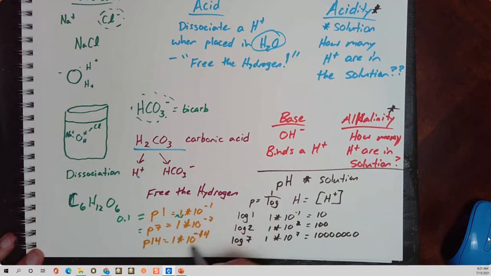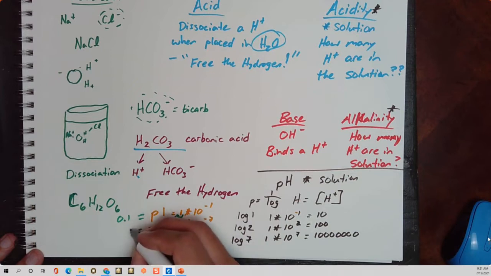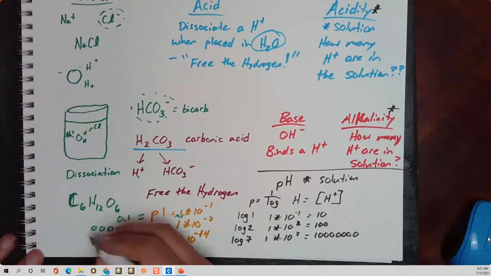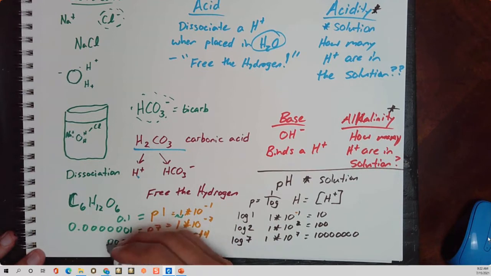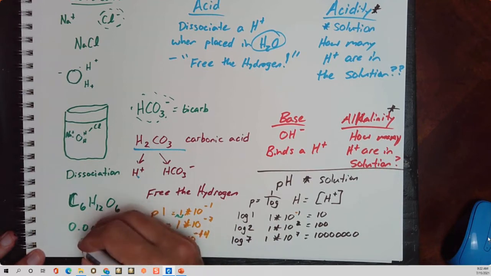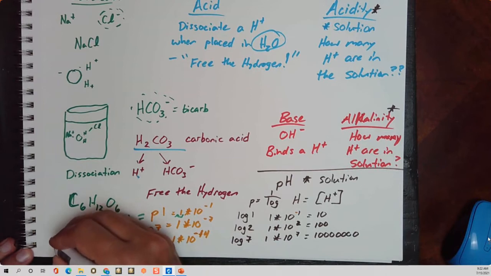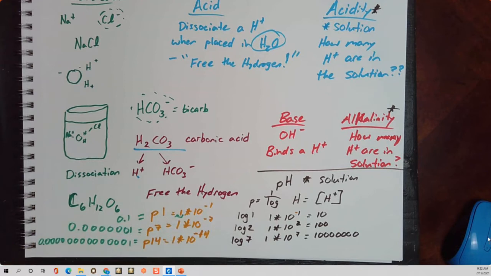Next one, 1 times 10 to the minus 7. Now we're going 1, 2, 3, 4, 5, 6, 7. Okay. And then the next one's going to be 1, 0, 0, 0, 0, 0, 0, 0, 0, 0, 0, 0, 0, and I think another 0. Oh my gosh, it's just such a tiny number.